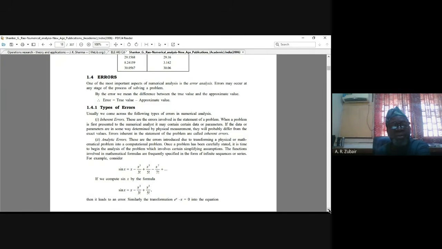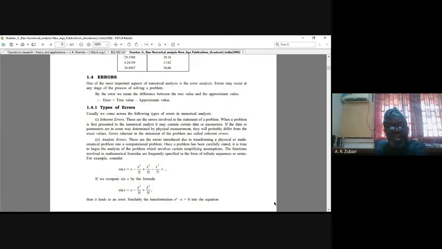Types of errors. Inherent errors. These are the errors involved in the statement of a problem. When a problem is first presented to the numerical analyst, it may contain certain data or parameters. If the data parameters are in some way determined by physical measurement, they will probably differ from the exact values. Errors inherent in the statement of the problem are known as inherent errors.